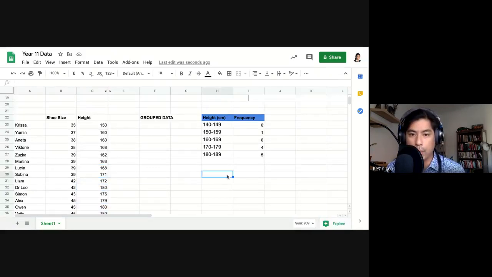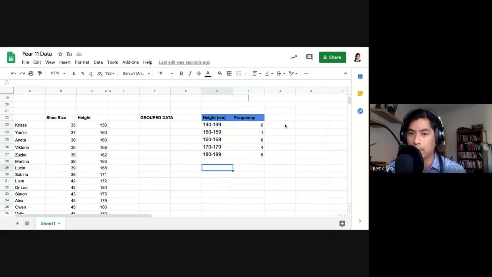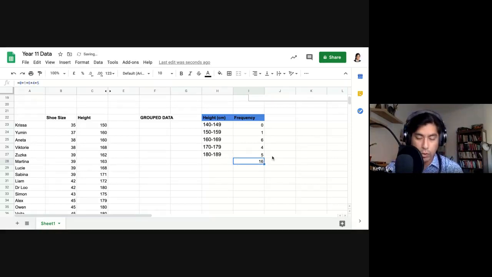All good. Okay. So as you can see, when I create a grouped data set like this, the table is obviously a lot shorter, a lot smaller, and it's just neater to read. It's just a bit more compact. Now, if I add up all these numbers, 0 plus 1 plus 6 plus 4 plus 5, 16. So the total of the frequency is the number of people in our class, right? That's a clue. It should always be the number of people in our class.